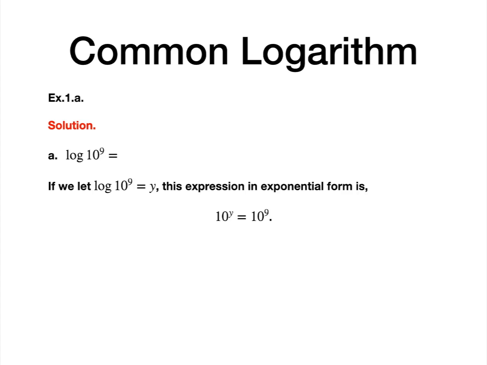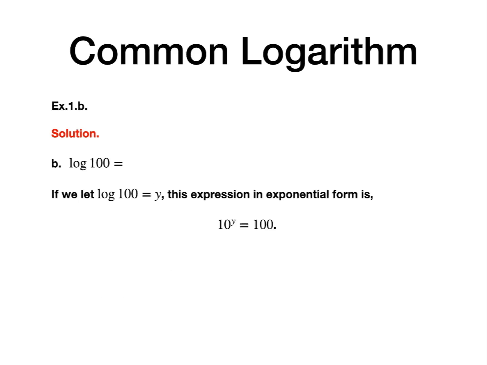In this first example, we are asked what is the common logarithm of 10 to the 9. Now, we can let the common logarithm of 10 to the 9 be y, and in which case we can rewrite this into its exponential form. 10 to the y must be equal to 10 to the ninth power. That is the same as being asked to what value of y do we raise 10 to get 10 to the ninth? Quite obviously, we know that y must be 9. Therefore, the common logarithm of 10 to the ninth must be 9.